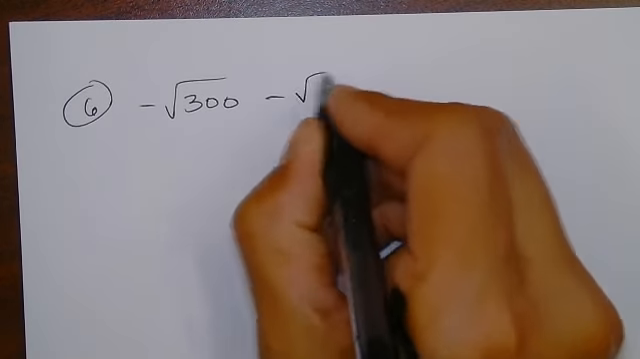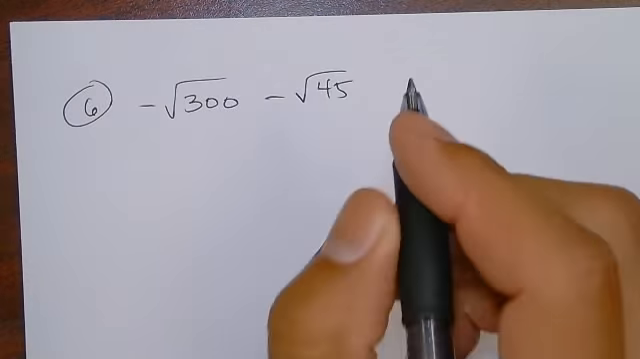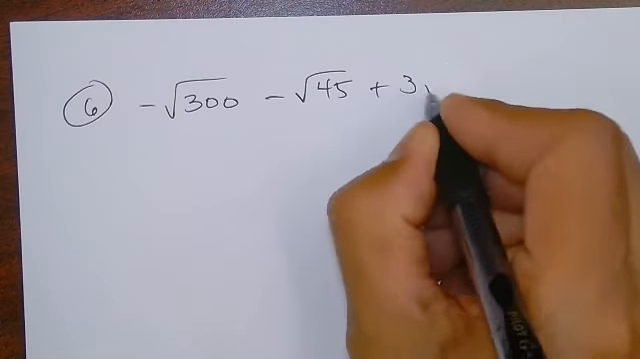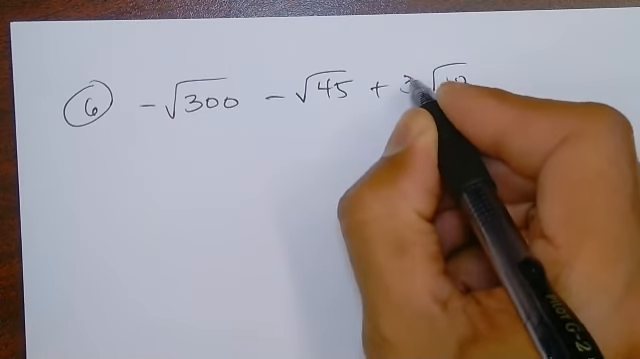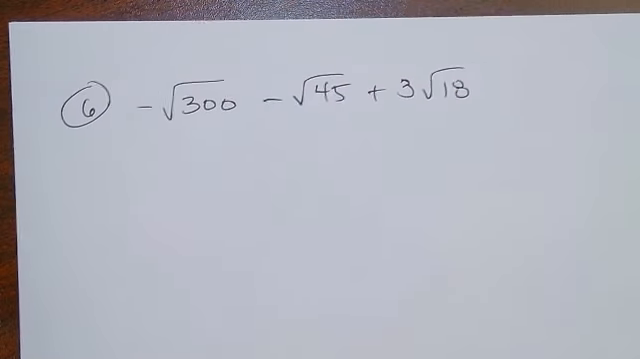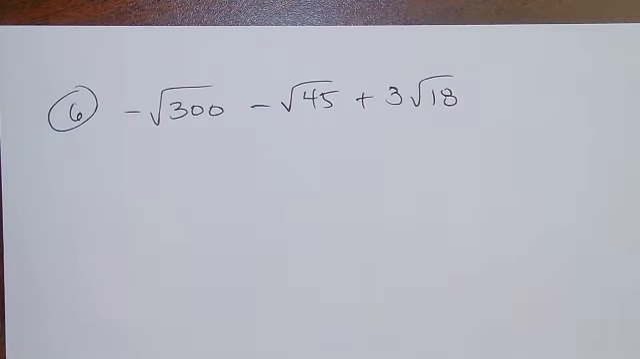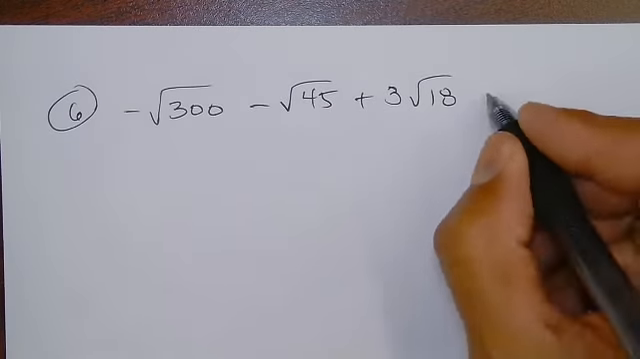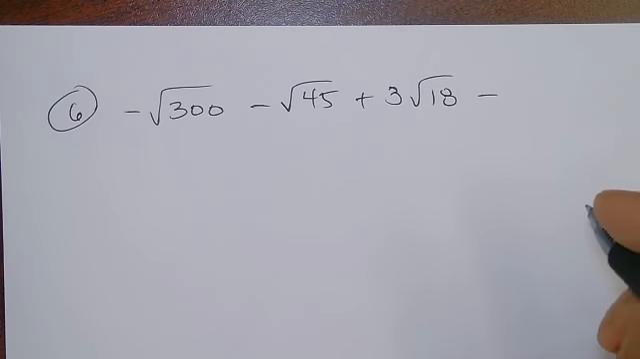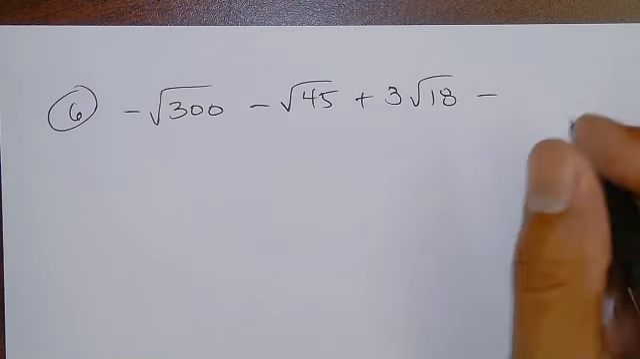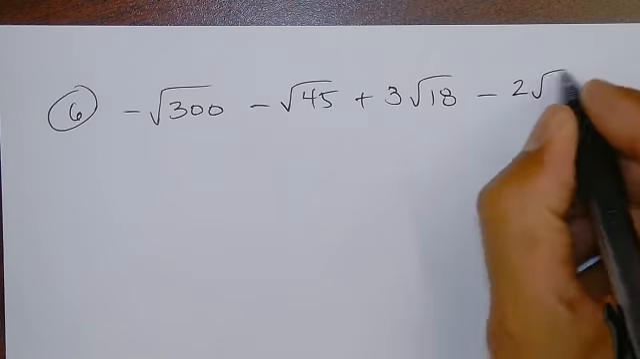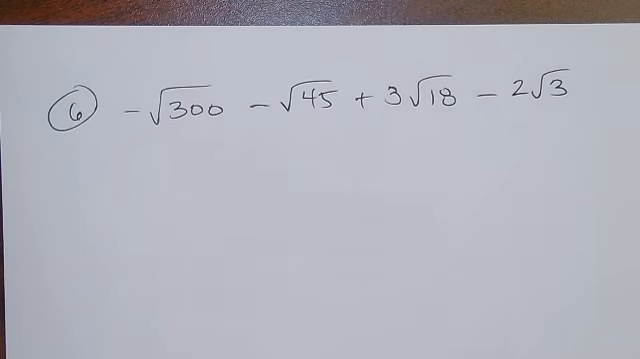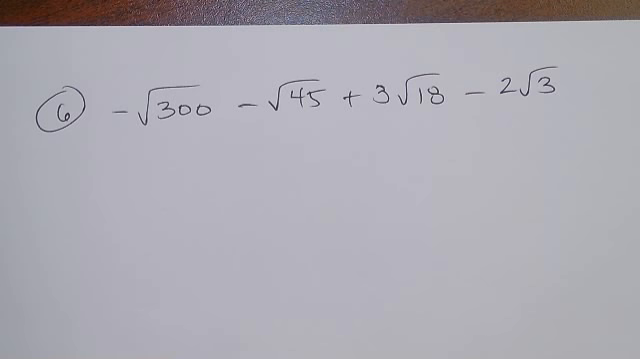Number 6, negative 300. What am I doing? Negative root 300 minus the square root of 45 plus 3 root 18 minus 2 root 3.